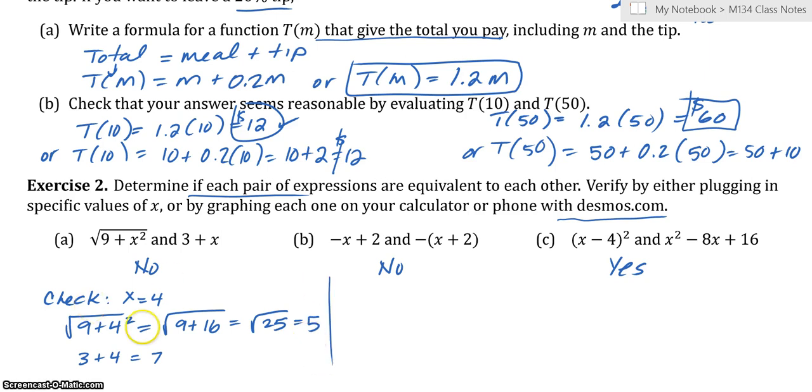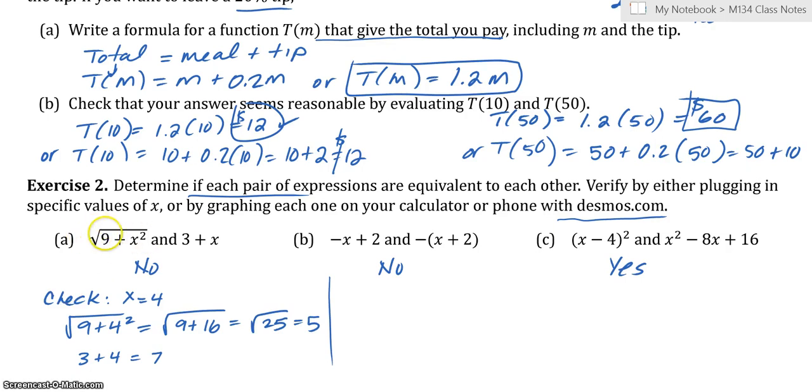You can also graph this on the calculator, putting this in y1 and putting this in y2, and you could see that it would not be the same graph. We learned this before, that we saw this example before, that you cannot use distributive property with square roots. You can only use the distributive property when you have a number in front. So that's why that one doesn't work.